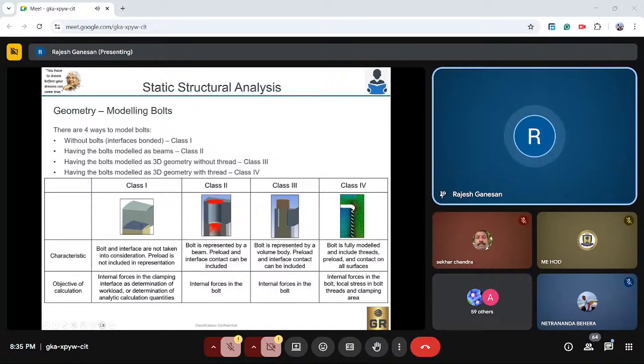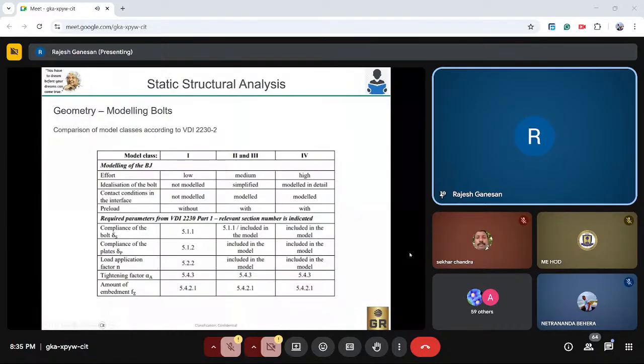Class 3, in the sense, the bolt is represented by a volume body. Preload and interface contact can be included, that is, internal force is acting in the bolt. And the fourth one is where the bolt is fully modeled and includes threads, preload, and contact on all surfaces. This is the standard they are explaining here, with respect to the compliances and load applications. You can check this in the VDI standard 2230. This is one of the standards we have for bolt joints.